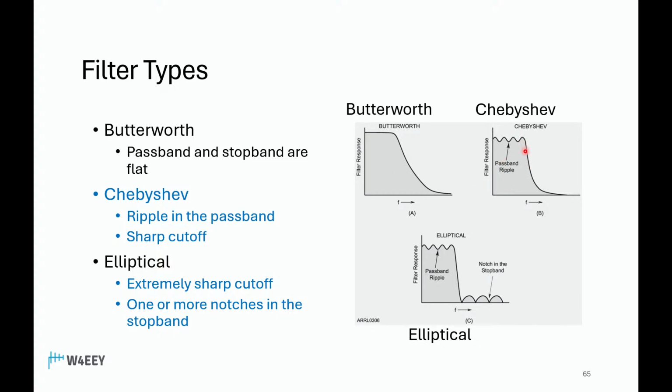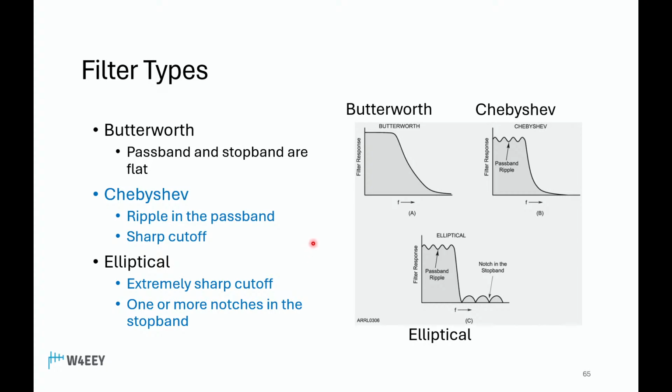Chebyshev, notice it's got a much sharper skirt. So it's got ripple in the passband, some little bumps, very sharp cutoff. So why would you want to use one versus another? Well, it all depends on the application, what you're trying to accomplish. Then elliptical is extremely sharp cutoff. Notice it's almost vertical, but it has notches in both the stopband and in the passband. So I kind of think of elliptical, if you draw very narrow ellipses across the screen here, that reminds me it's an elliptical filter. Butterworth is very smooth. Chebyshev is kind of in between the two.